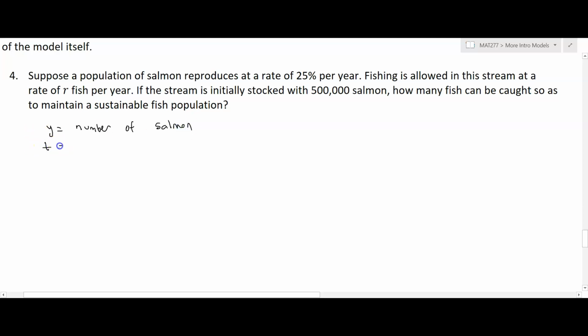All right, so clearly we're modeling y, the number of salmon, and t is, again, time since we start the study, measured in years. So that already tells me that my model is going to have to be in units of salmon per year.